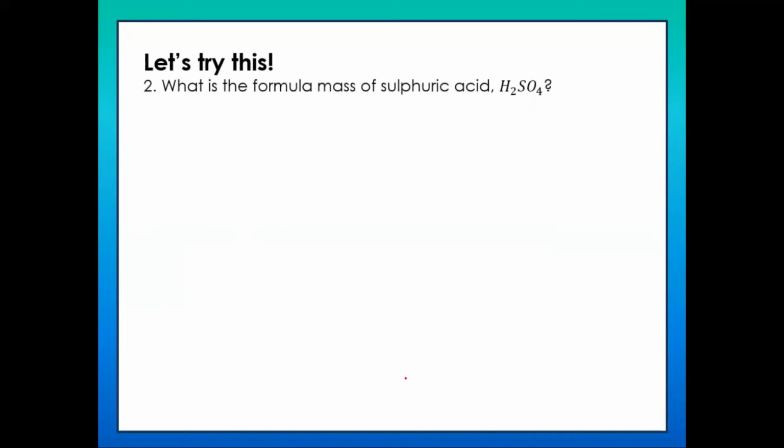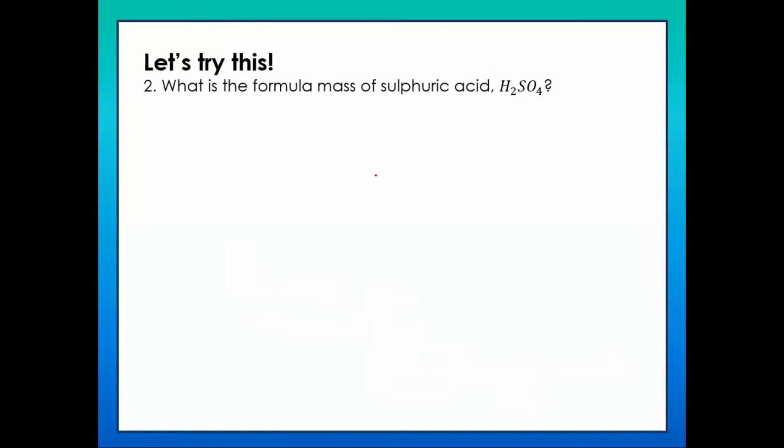What is the formula mass of sulfuric acid with this chemical formula H sub 2 SO sub 4? So this is an ionic compound, so we compute the formula mass. The steps in computing formula mass are just the same as for molecular mass. We first identify the number of atoms of each element present in the compound, then get the atomic mass of each element, multiply that by the number of atoms, then get the summation of it.